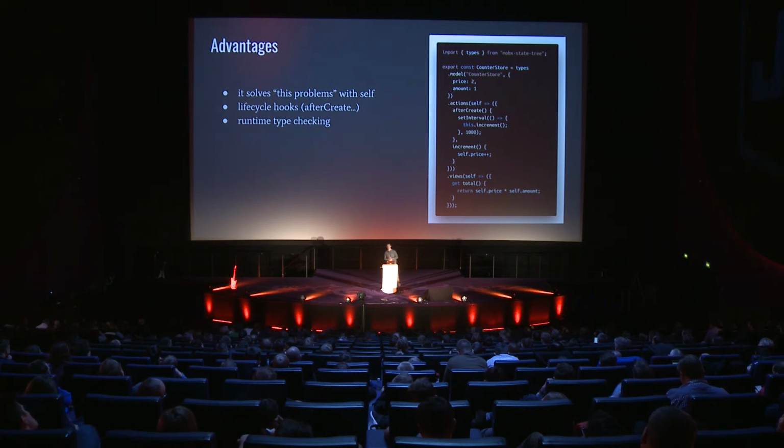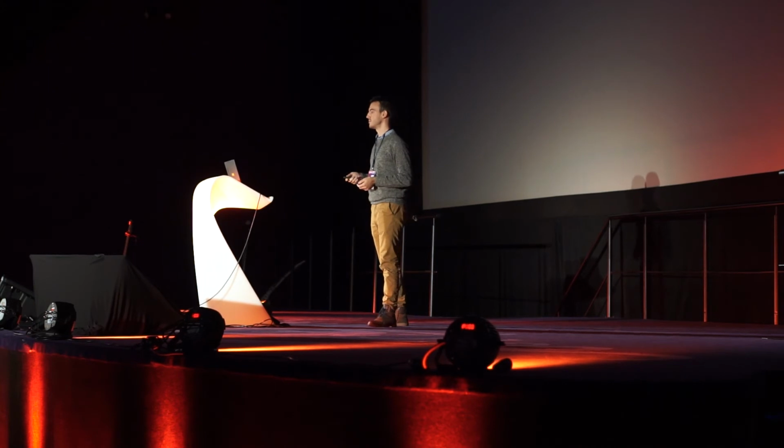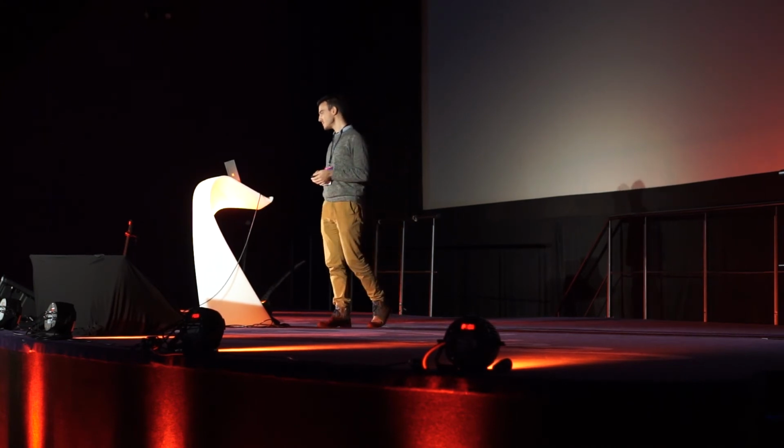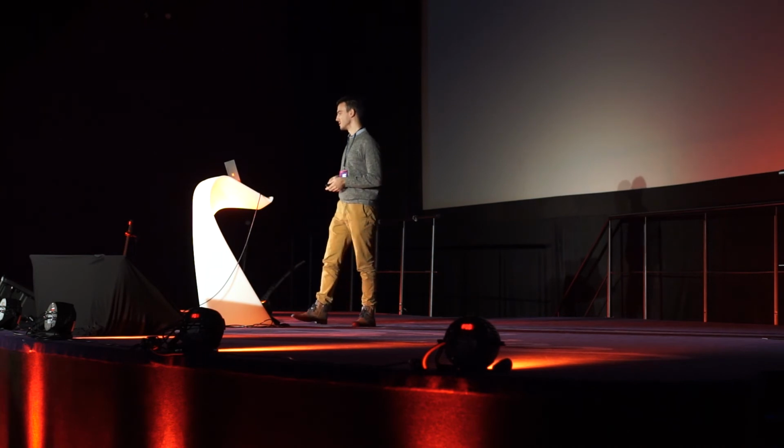Another really useful thing is lifecycle hooks. If you are working with React, you probably know lifecycle hooks from components. This is a similar idea, but in the MobX state tree store. Here, I'm just declaring an afterCreate lifecycle hook, and I'm setting the interval to increment it every second. We have multiple hooks, one is afterCreate, beforeDestroy, and so on. And MobX state tree under the hood uses TypeScript, so it provides you with runtime type checking. For example, if you get some bad data from an API, it will fail in runtime.